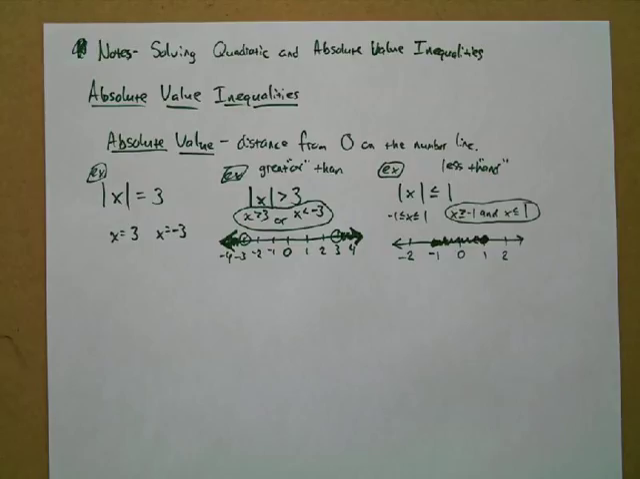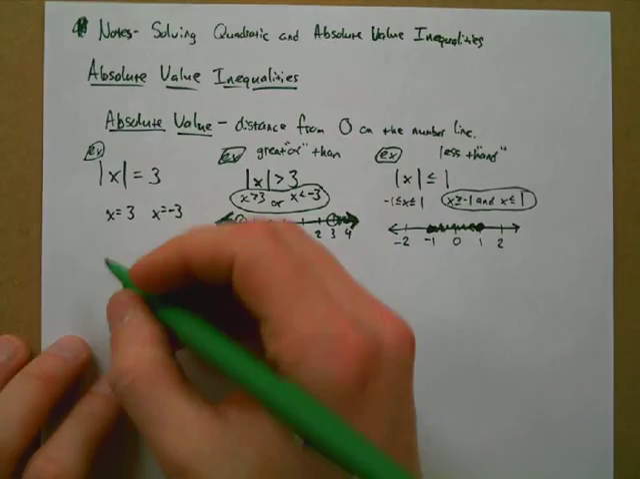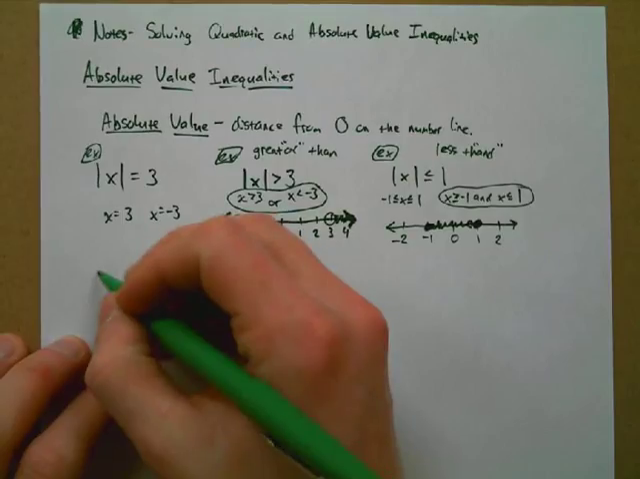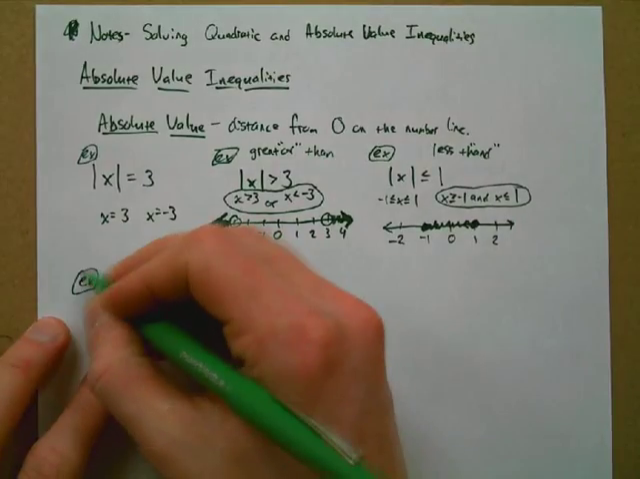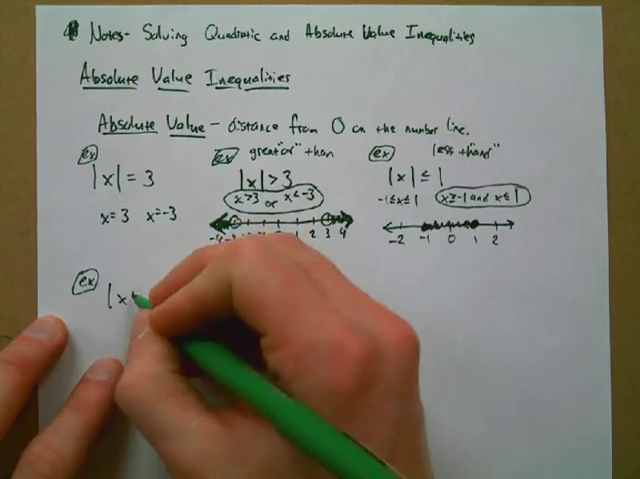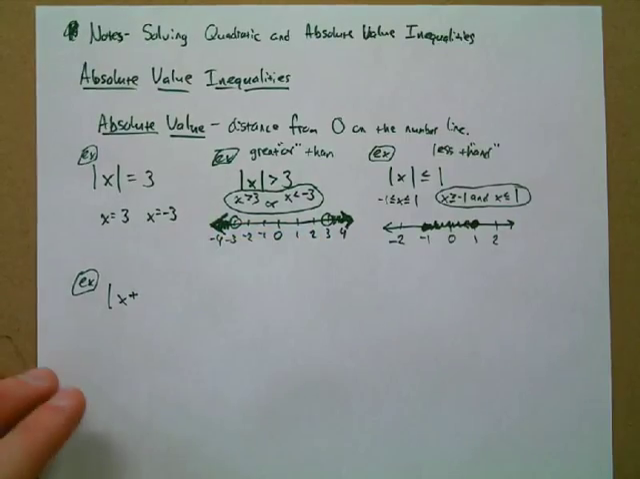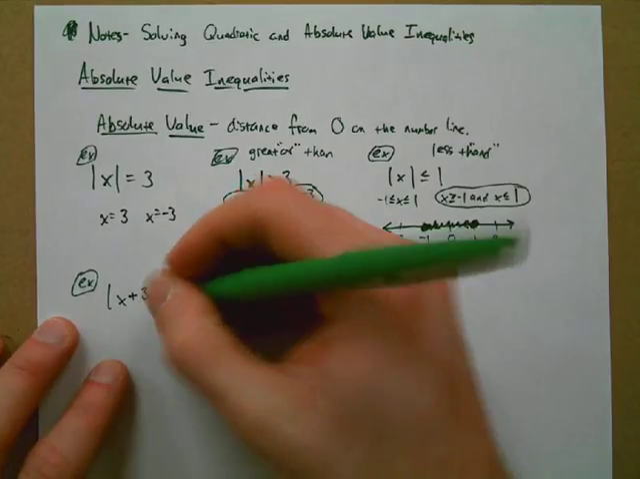Let's try another one here. Of course, we're not always going to have just x in the absolute value there, right? We can have other stuff like x plus 3 here is less than or equal to, and I don't know, we'll say 4.